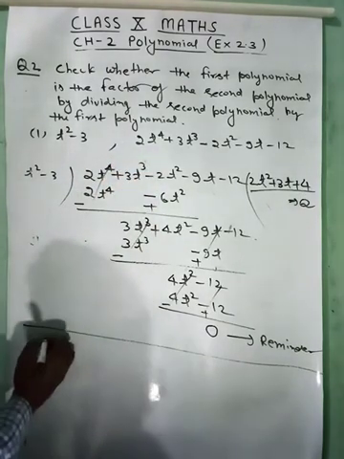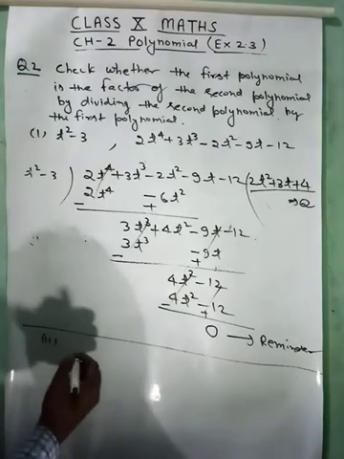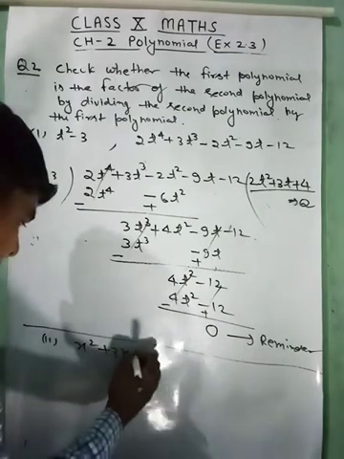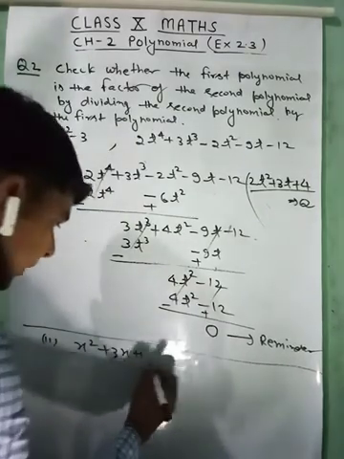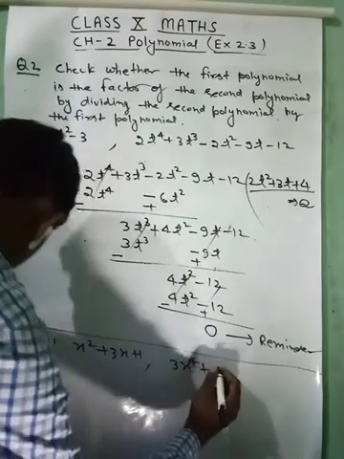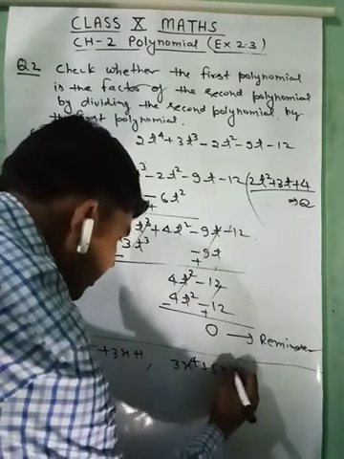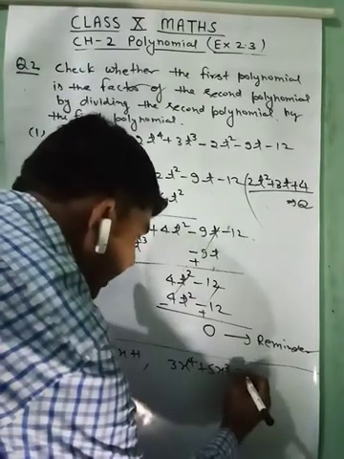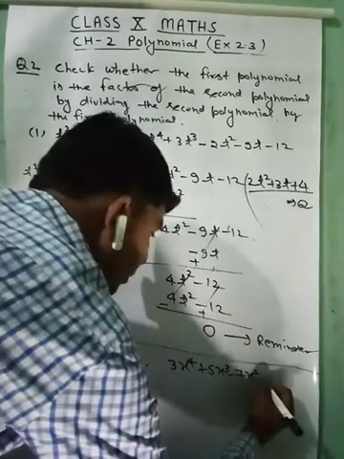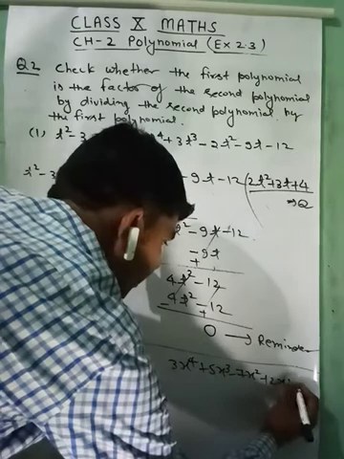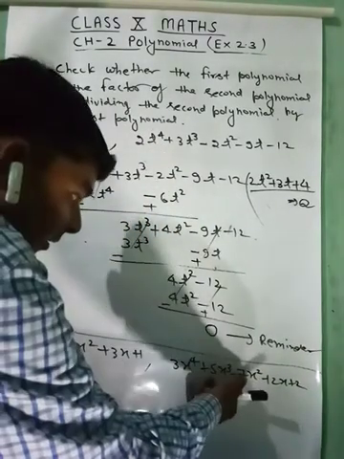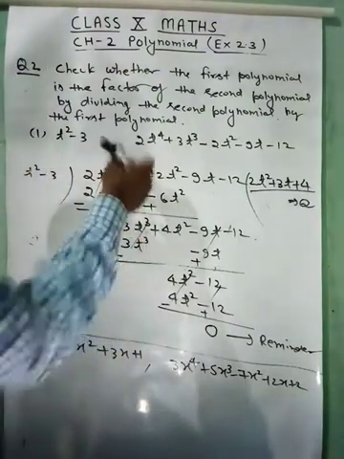Question number 2: divide x square plus 3x plus 1 into 3x to power 4 plus 5x cube minus 7x square plus 2x plus 2. It means you have to show this is a factor of this. You have to solve using this.